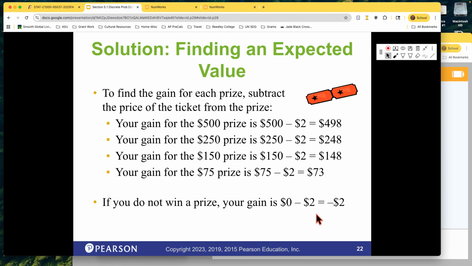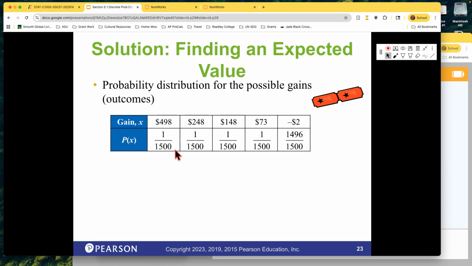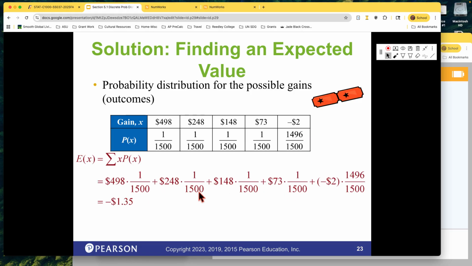And you could do it by hand, which we sort of did, right? We had to do this calculation, subtracting the $2. You've always got to remember the entry fee. Everybody's losing at the very beginning. People who don't win a prize get 0 minus the 2, so that's why they get the minus 2. This is the table we set up, right? There's 4 people who won, 1,496 who lost. So this would be what the calculation would look like if we wanted to do it by hand.